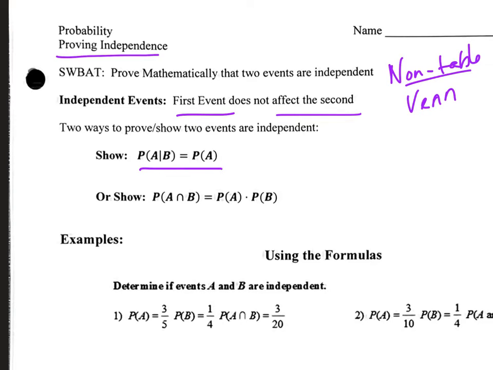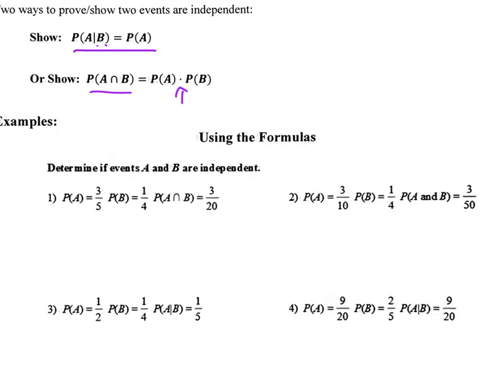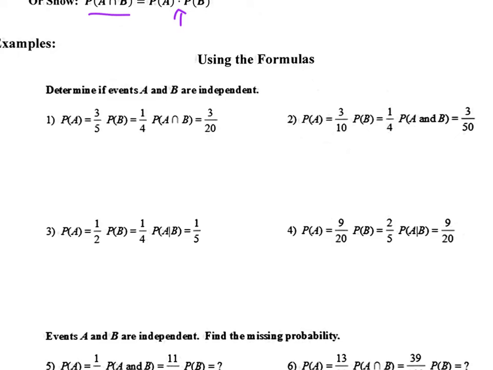One is the conditional probability, where the probability of A given B is equal to the probability of A. So basically it just means that it doesn't really matter if B exists, A is going to happen, and that probability is it. You still need it, but those two are going to be equal. Or you could also show the probability of A and B is equal to the probability of A times, so multiplied by, B. Those are the two ways we are going to use when we're dealing with independence without a table.